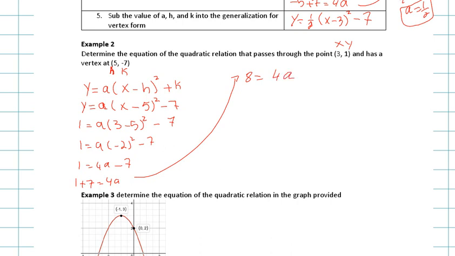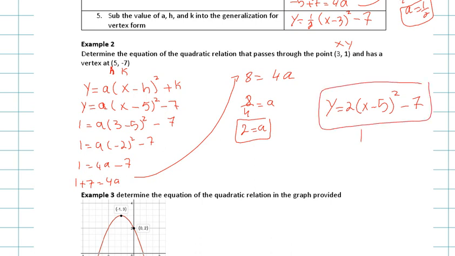Now to isolate for a, you have to divide by 4, right? So I have to bring that 4 over and divide by 4. So 8 divided by 4 is 2. So a is 2. Okay? Now, the last step is you have to write the whole equation all together. So this is your final answer. Okay? Are we okay with that?